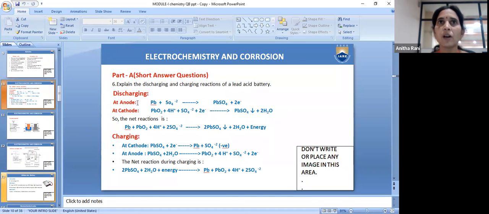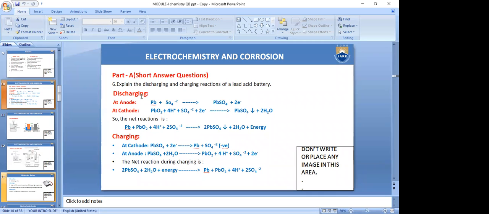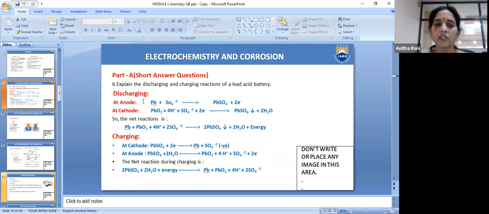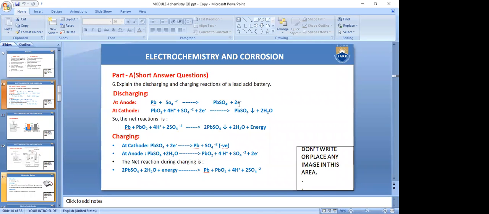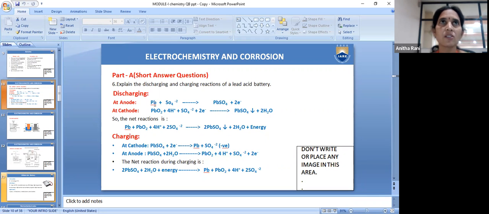So what is discharging? Chemical energy converts into electrical energy, meaning we are using the battery. The reactants will be converting into products. We have taken the anode as lead, the cathode as lead dioxide, and the electrolyte as dilute H2SO4. So what happens at the anode? Lead is undergoing what type of reaction if it loses electrons? Oxidation reaction. Tell me, what is an oxidation reaction?